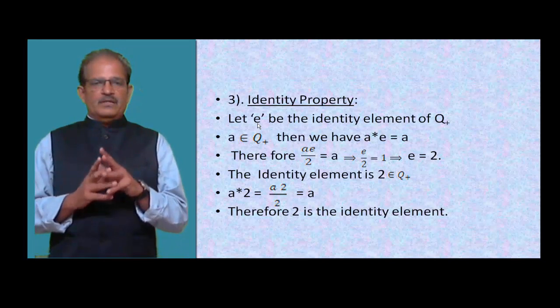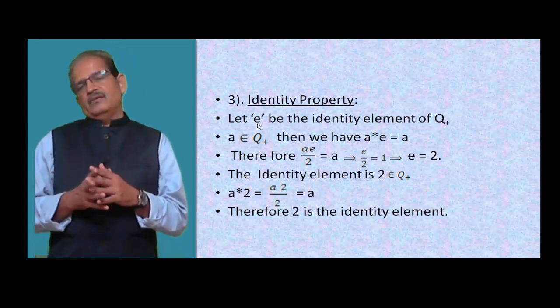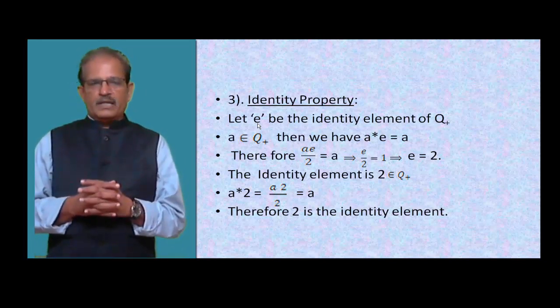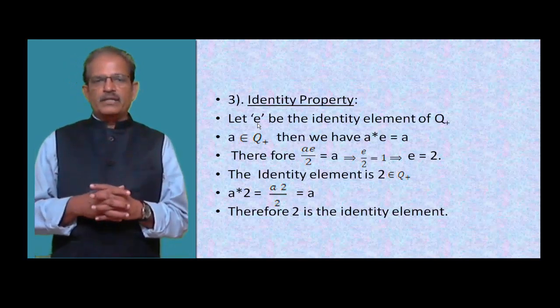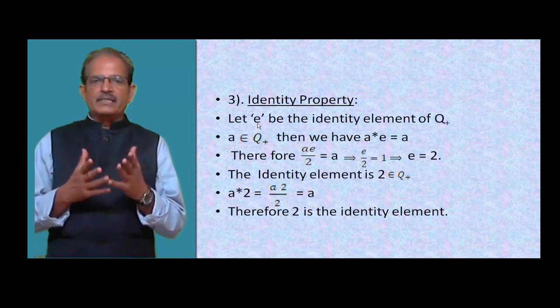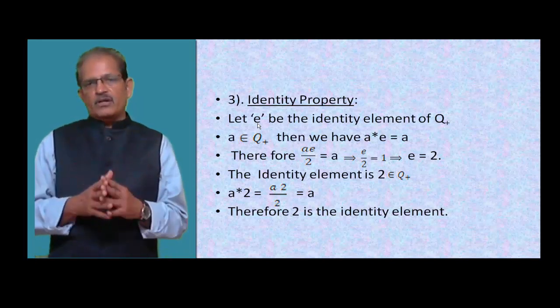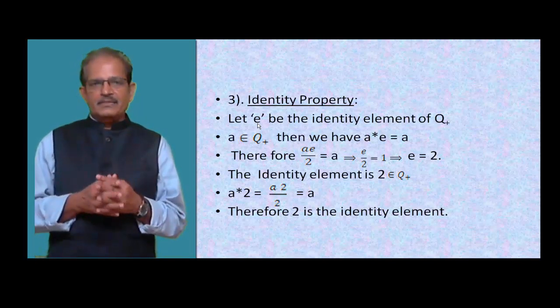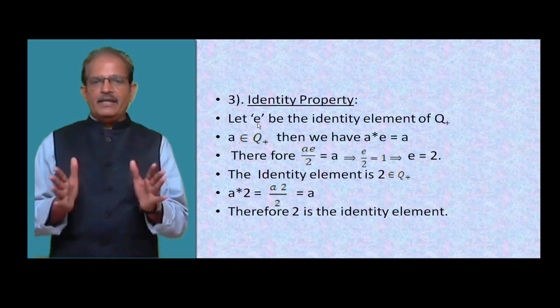So you take A and 2, consider A star 2. So you get A into 2 by 2, that is A. So therefore 2 is the identity element. Because the identity element exists in the set, the identity property is satisfied.